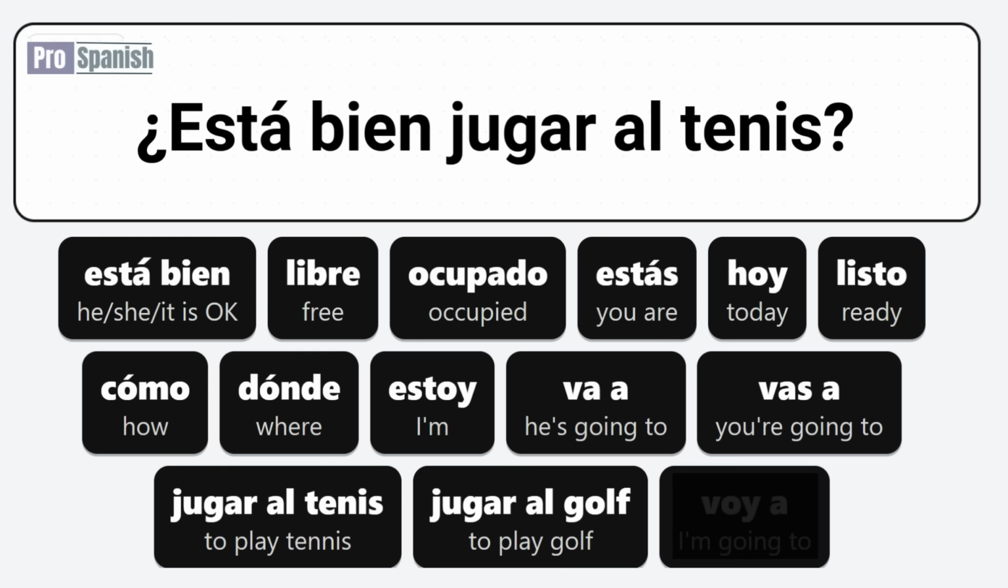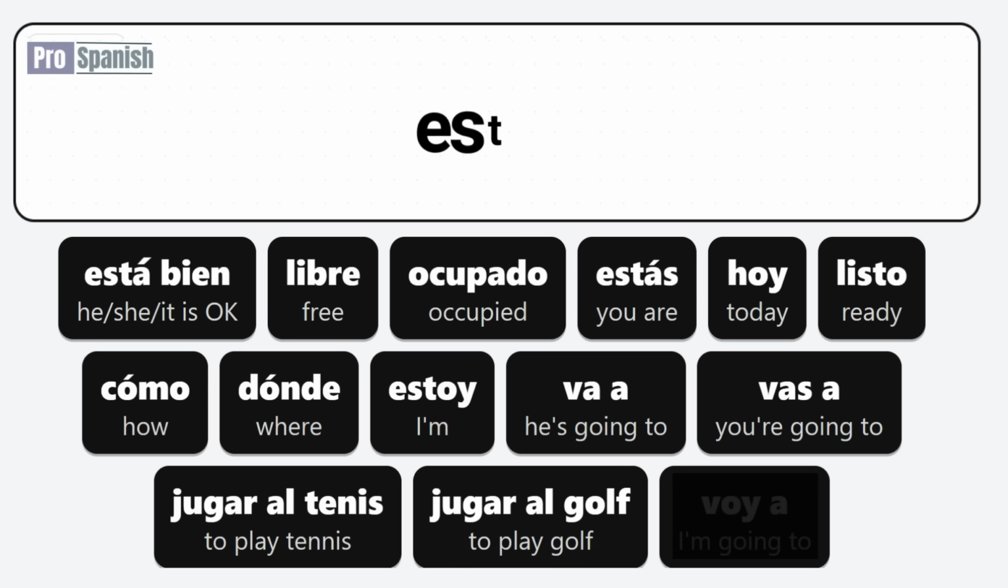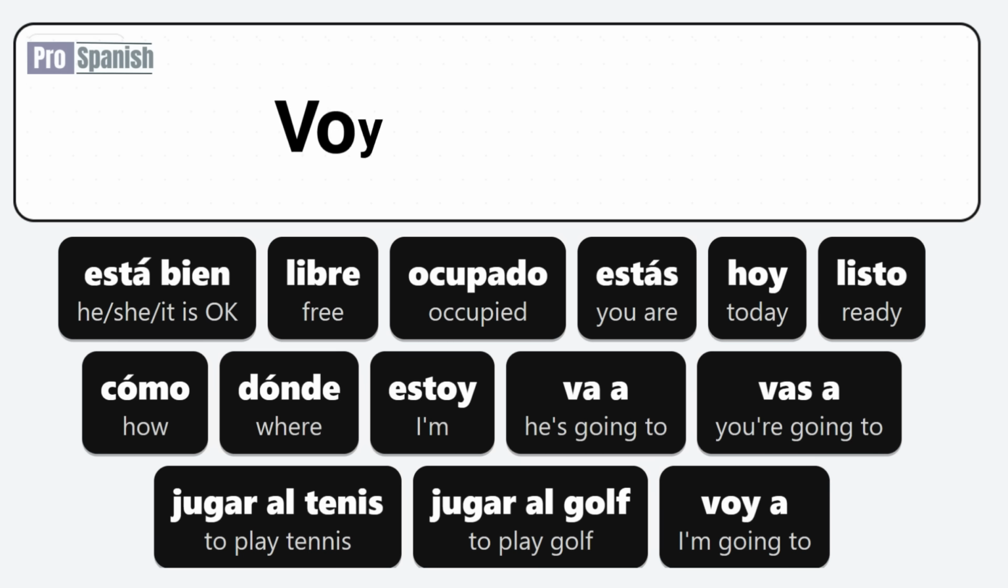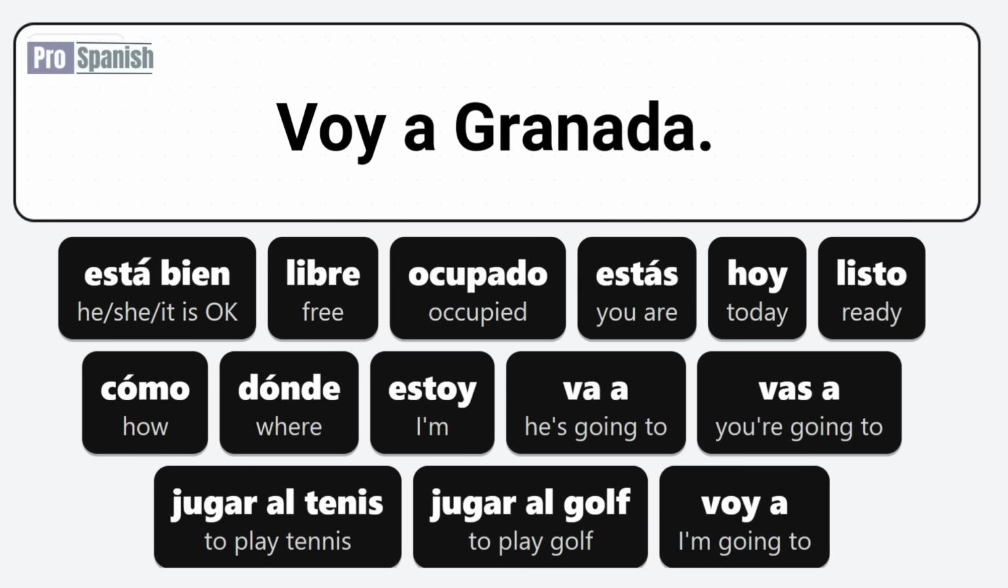Now go back to I am. Estoy. I am. Now looking at that, have a guess what I'm going to is. Yeah, it's got that same oi ending. Voy a. I'm going to. How would you say, I'm going to Granada? Voy a Granada.